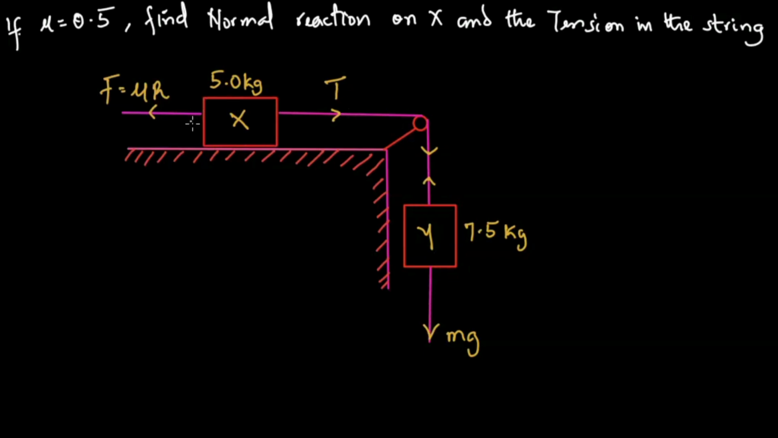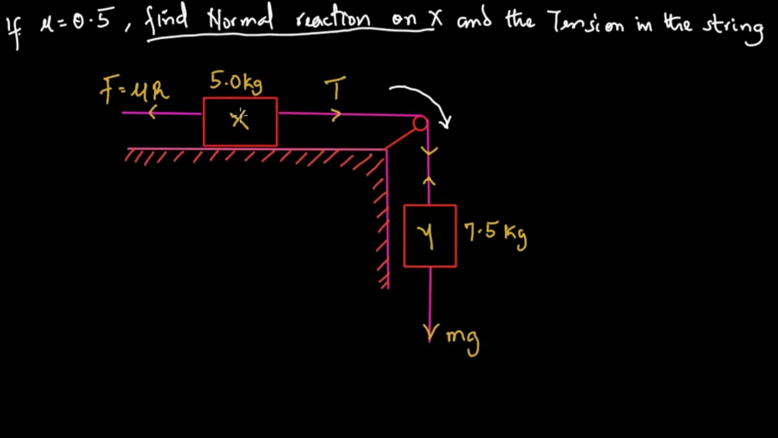Looking at this, we have a box X of 5 kilogram and another box Y of 7.5 kilogram. This means that motion will tend to go in this direction because we have more weight in this direction. The string will be pulled down because 7.5 kilogram is more than 5.0 kilogram. And so the question says find the normal reaction on X.